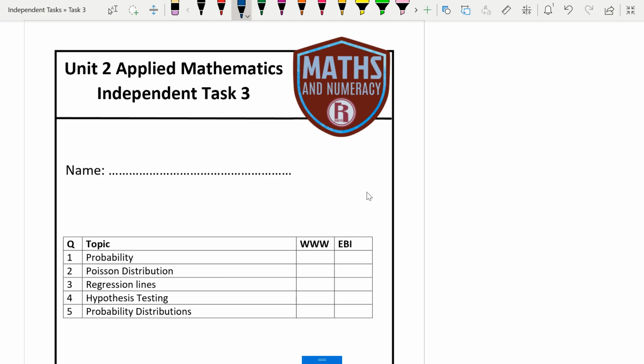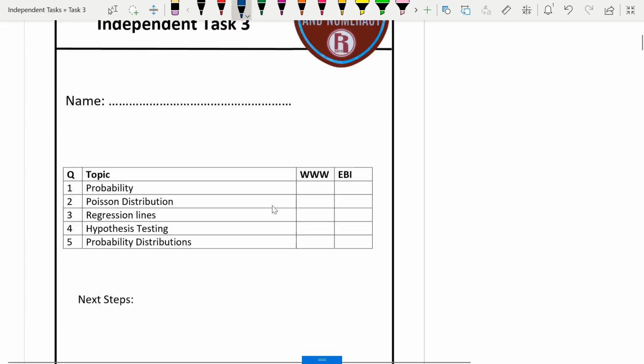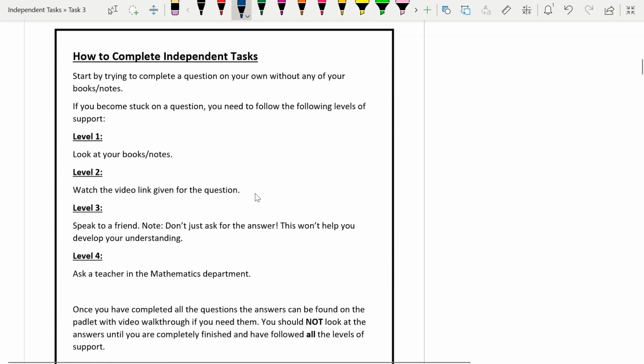So you should have already had a go at these questions, and you should have got to the level of support. So remember, if you get into level 1 and level 2, so you looked in your books or you watched the videos at the bottom of each question, then that's obviously quite a low level. So you probably just need a little bit of a recap and then have a go at a couple more questions. If you get into level 3 or 4 where you're speaking to a friend or a teacher, then you need to make sure that that is a topic that you're highlighting requires a lot of work.